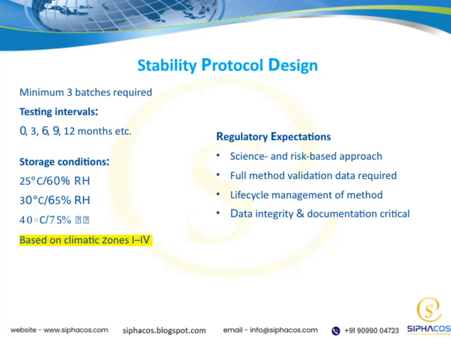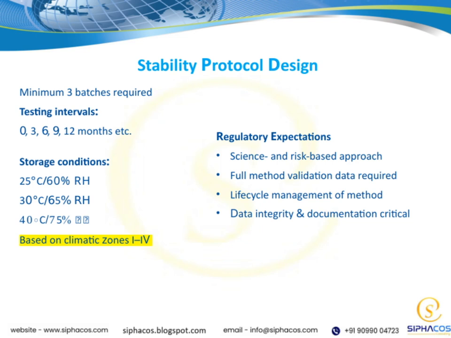When it comes to regulatory expectations, it's essential to follow a science and risk-based approach. This means our methods and data should be grounded in scientific principles and aligned with the specific risks involved. Full method validation data is a must. This proves that our testing methods are reliable and reproducible. We also need to think about the lifecycle management of our methods, ensuring they remain valid and effective throughout their use. Data integrity and thorough documentation are critical. Regulators want to see clear, accurate, and unaltered records at every stage.